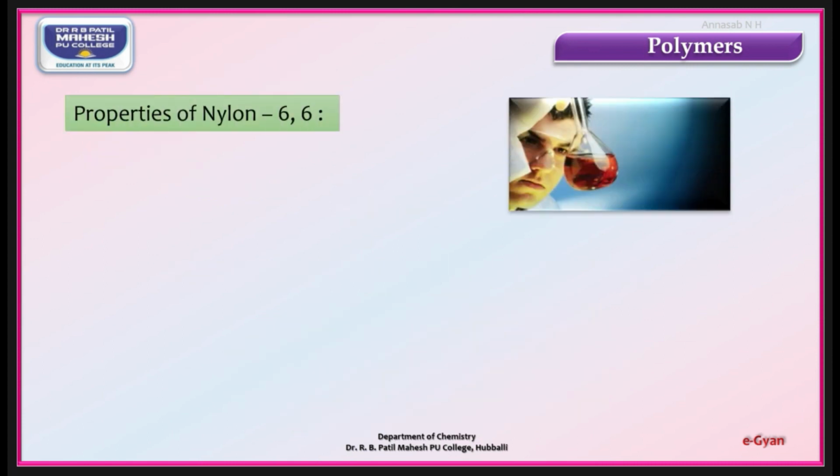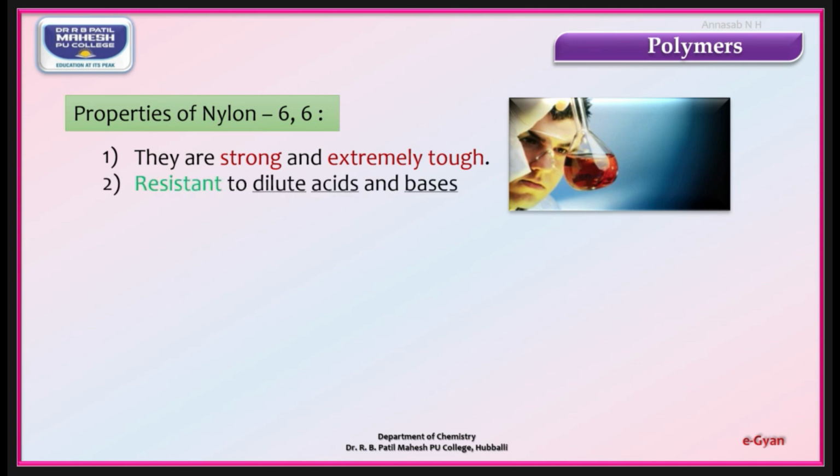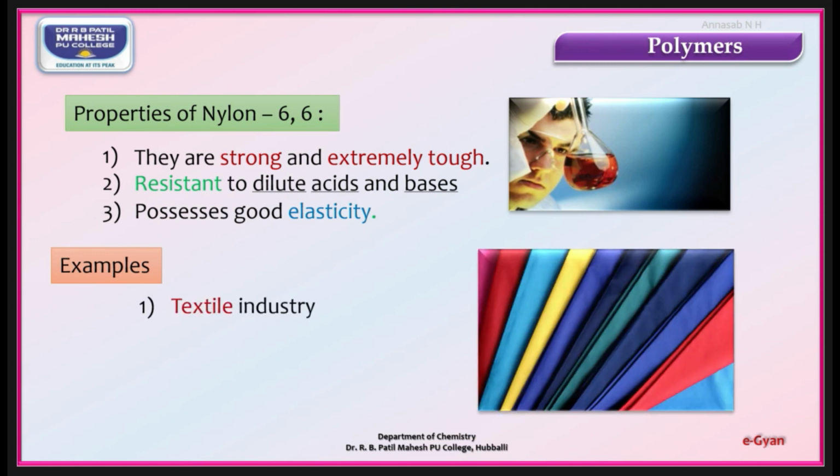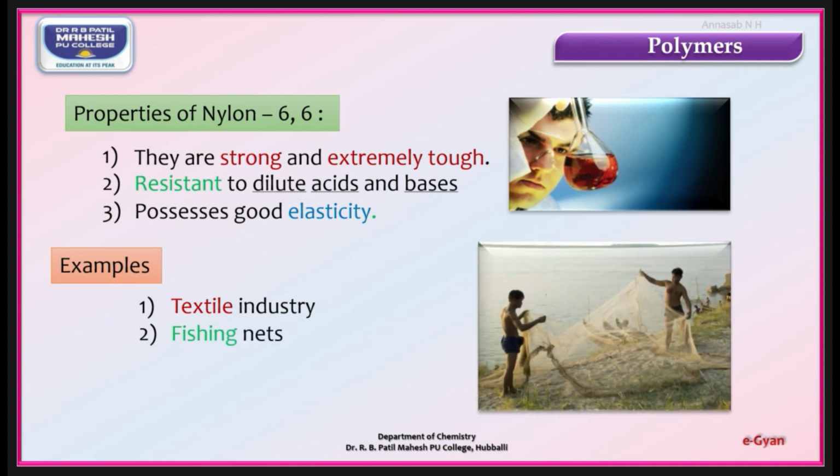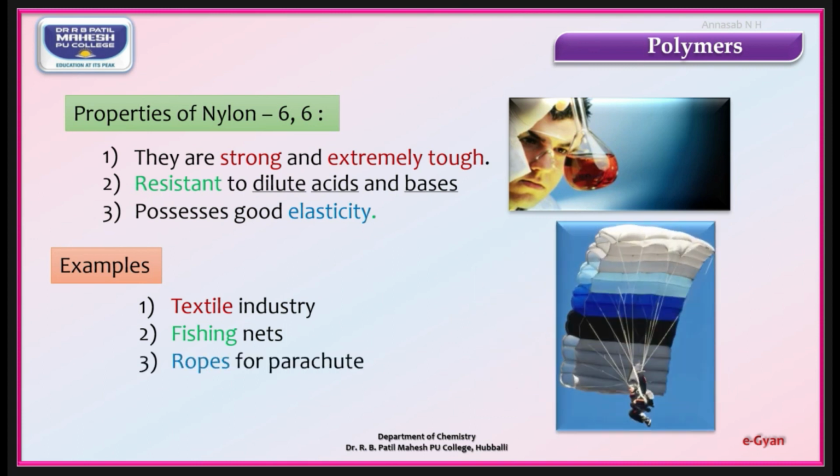Moving to the next one, properties of nylon 6,6. They are strong and extremely tough. Second, they are resistant to dilute acids and bases, and they possess great elasticity. Examples for nylon 6,6. First, they are used in the textile industry. Second, they are used in the preparation of fishing nets. Third, they are used for roofs for parachutes, etc.